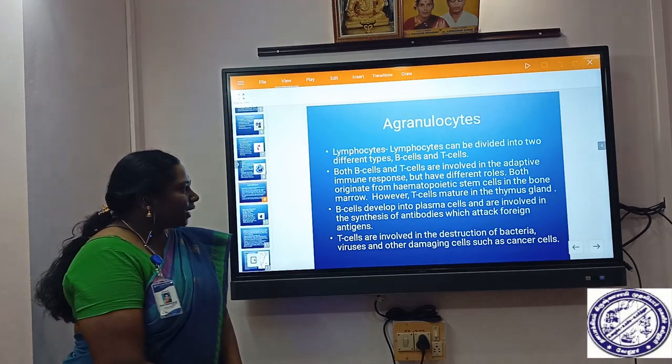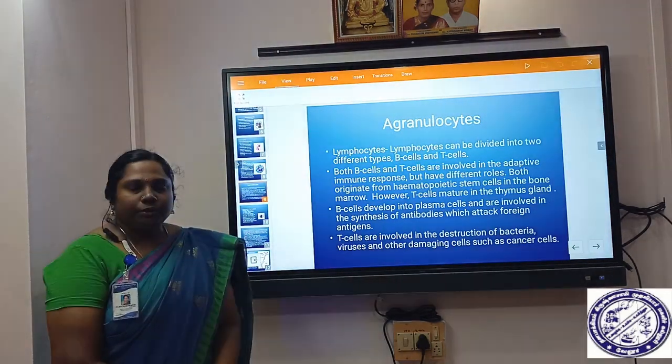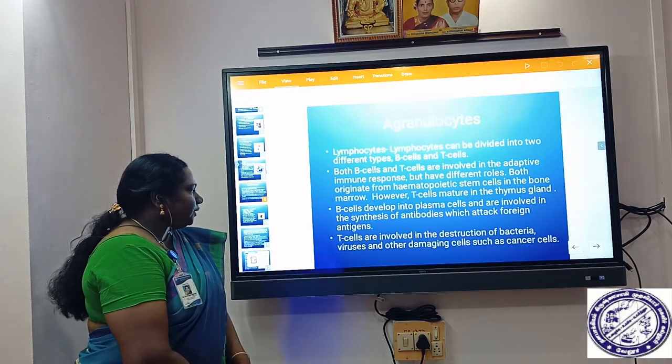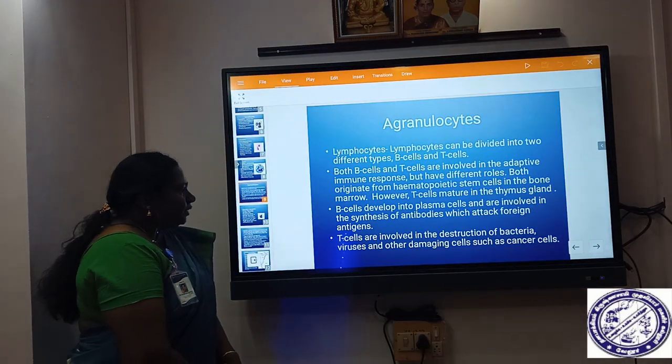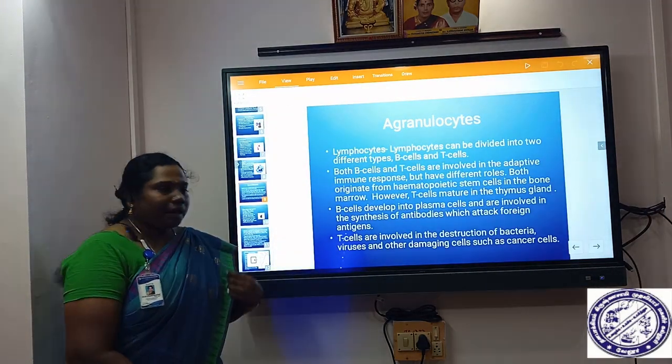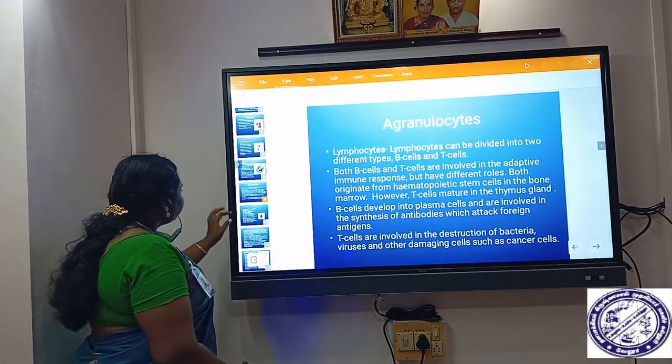T cells, they mature in thymus gland. B cells, they develop into plasma cells and they produce antibodies against the antigen which enters in the human body. T cells, they are involved in destruction of bacteria, viruses and other damaging cells such as cancer cells.